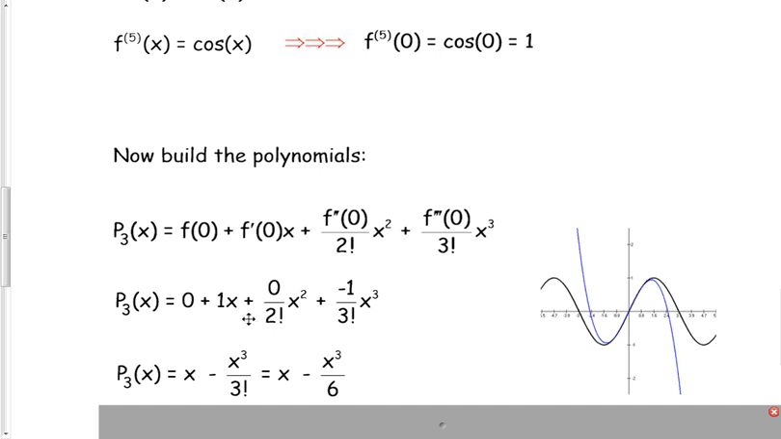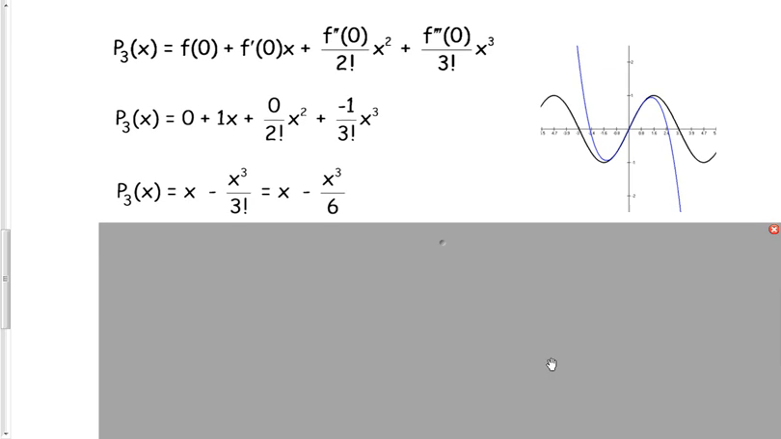And then we end up with minus, see, because it's negative 1, minus just x cubed over 3 factorial. And of course, 3 factorial is 6. And so this could be simplified to x minus x cubed over 6. And so this is the example. There's y equals sine of x. And here's the polynomial, the third order Taylor polynomial centered at 0 we just found. That's what we've actually done.